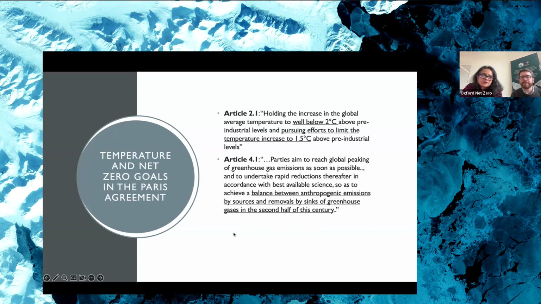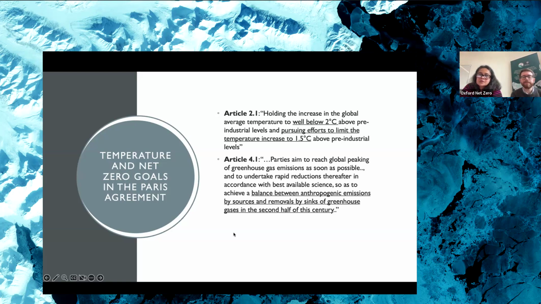So, the Paris Agreement and the context for net zero and the temperature goals. Article 2.1 of the Paris Agreement contains the temperature goal. It contains other goals as well, but this is the quantified temperature goal of the Paris Agreement, which is also characterized as the purpose of the Paris Agreement: to hold temperature increase to well below 2 degrees above pre-industrial levels and pursue efforts to limit the temperature increase to 1.5 degrees centigrade above pre-industrial levels.